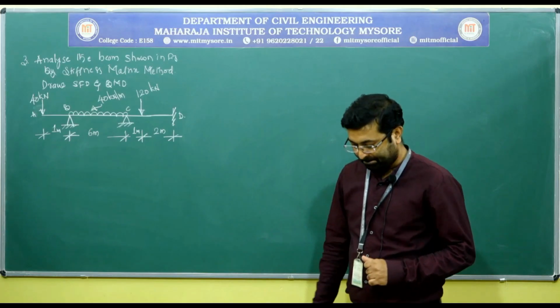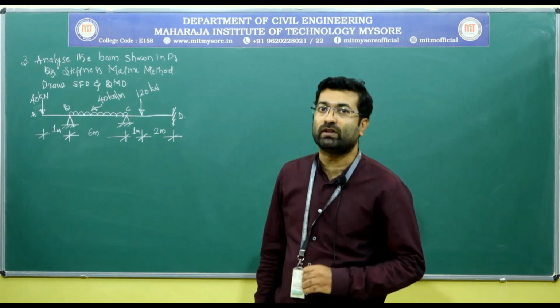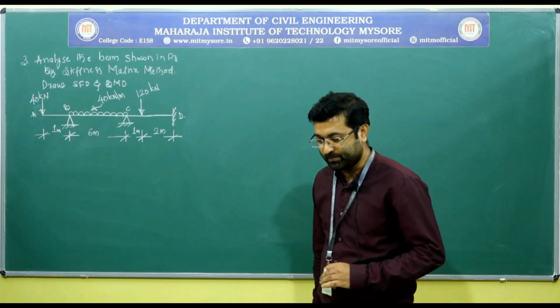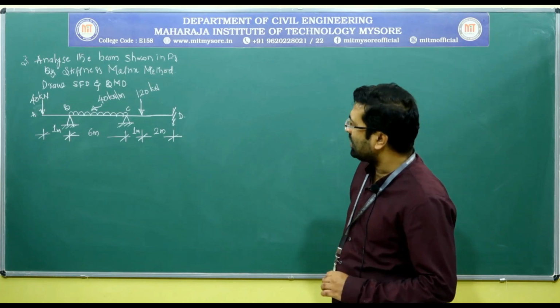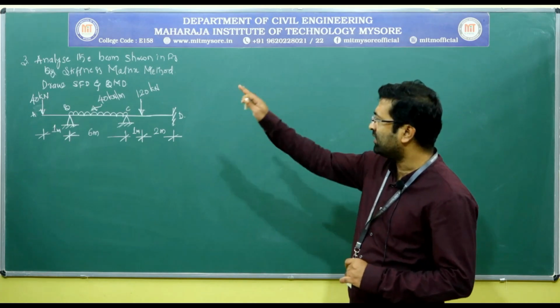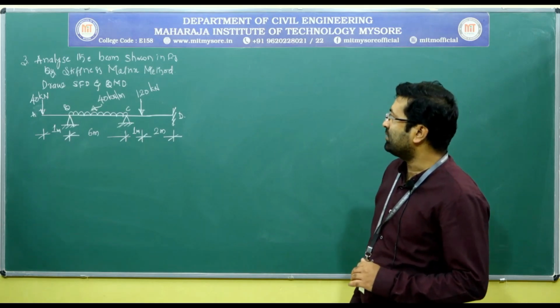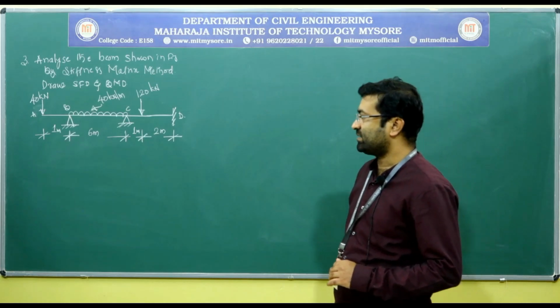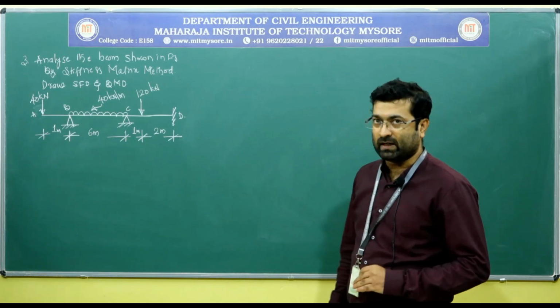Hello everyone. In this session we will discuss one more problem on the stiffness matrix method. Here I have taken an overhanging beam and the problem is stated like this. Analyze the beam shown in figure by stiffness matrix method and draw the shear force and bending moment diagram.